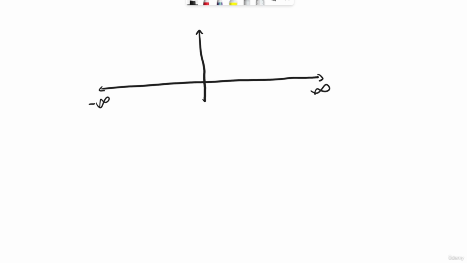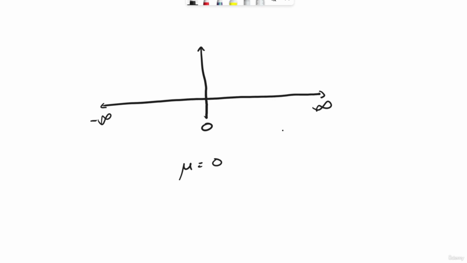And so let's imagine we had a normal distribution. This side goes out to negative infinity, this side goes out to infinity. And let's just say that we had a normal distribution where mu is equal to 0. And then the sigma squared, or the sigma, is equal to 1. This is our standard normal.